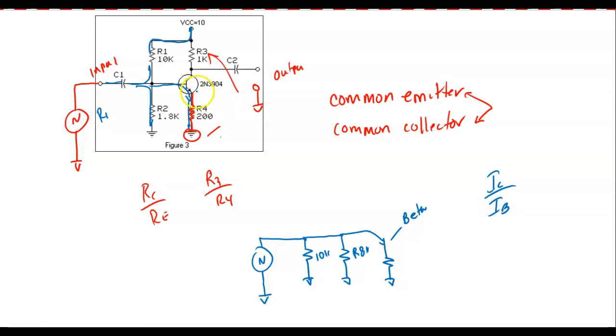So we're using a 3904, and its typical beta is around 100. So this is a 200 ohm over here. So my input would see this as 200 times 100. So what would it see that resistor as? Yeah, which would be the beta. And what we use on these is a typical beta.